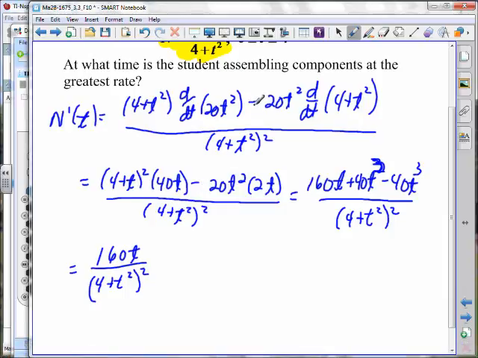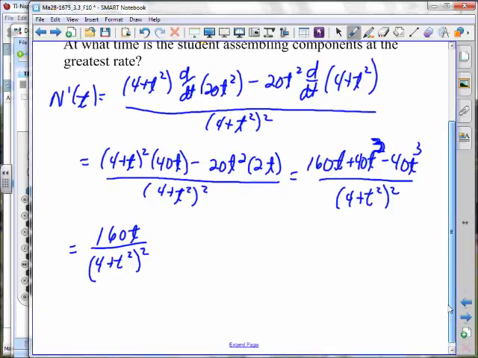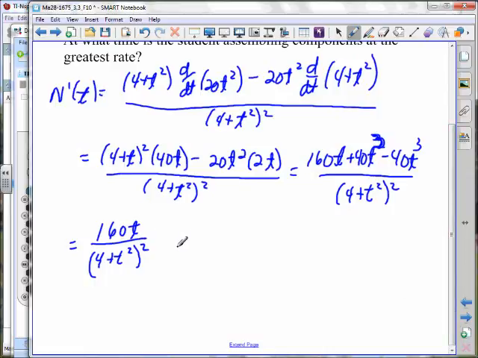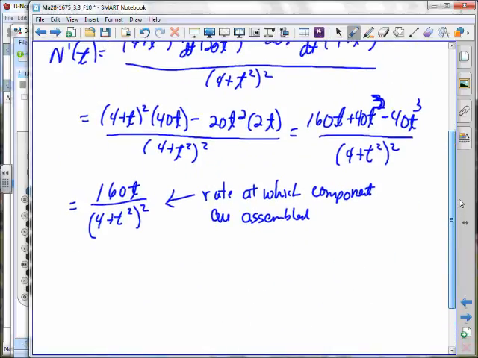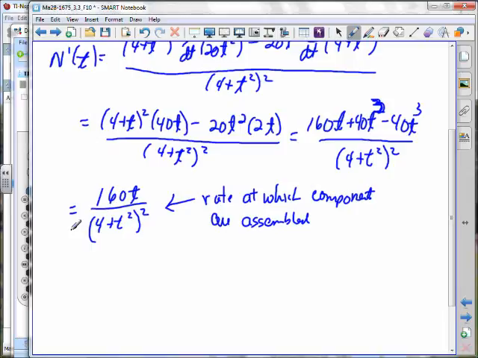So this is going to tell me the rate at which components are assembled. But I don't want that, do I? This is kind of getting us into that next section called optimization. We want to optimize this rate. And so now I need to look at the second derivative.